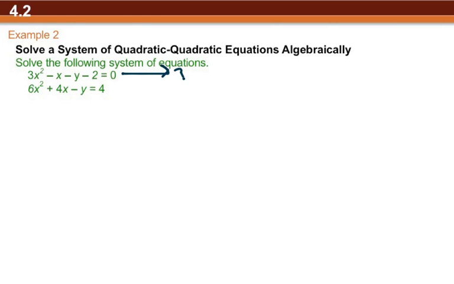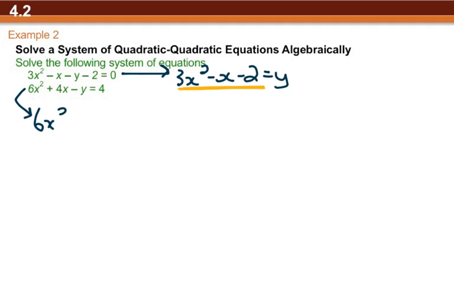So if we do that, we end up with, let's try that again, 3x squared minus x minus 2 equals y. That tells us literally that every time we see a y in the next equation, we can just put in 3x squared minus x minus 2, and it is the same thing. So when we do that, second equation, we have 6x squared plus 4x minus y, minus all of y.